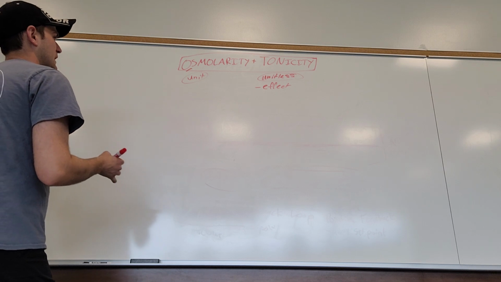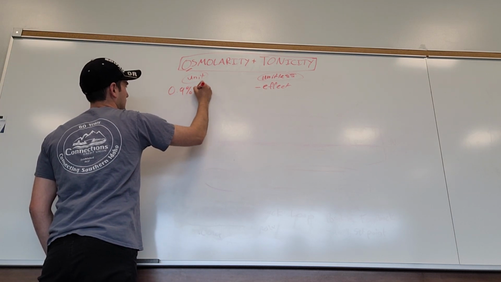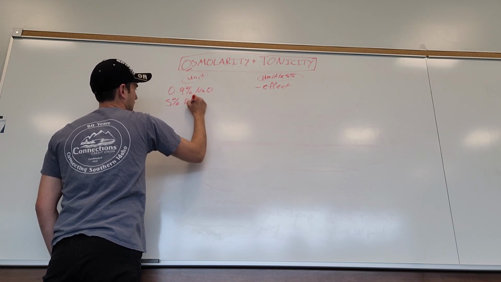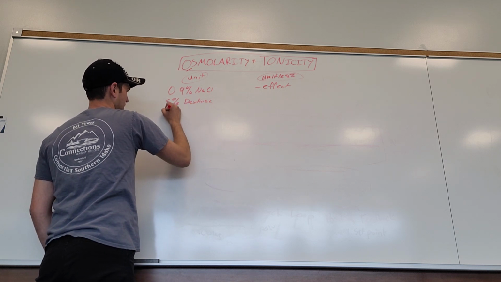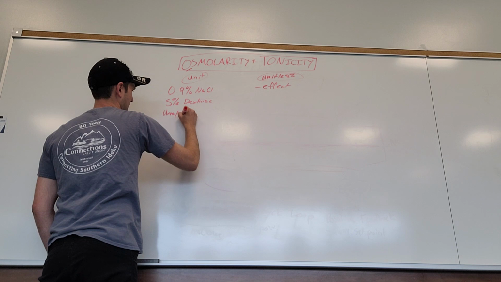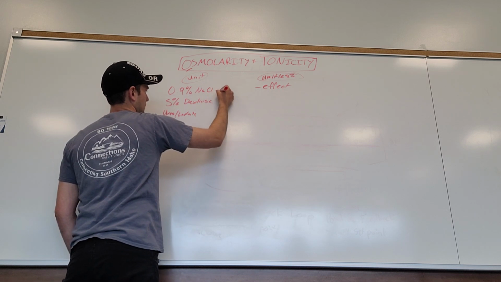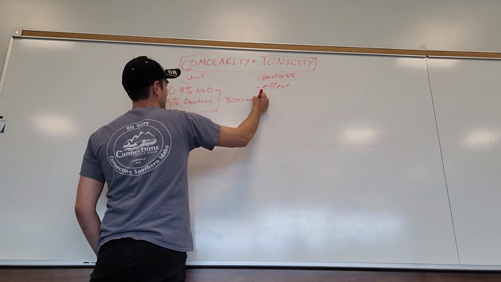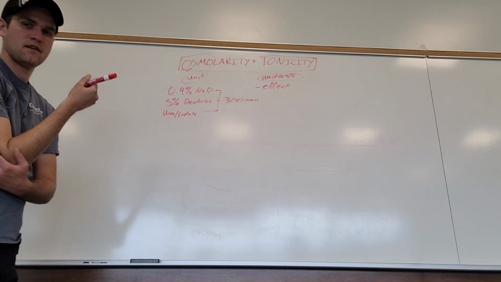So let's run through a few things. One thing to note is 0.9% sodium chloride, 5% dextrose, which is just glucose, by the way, and urea, lactate, and let's just work with those three for now. Those are all right around 300 milliosmoles. So now let's explain how these could affect our tonicity.